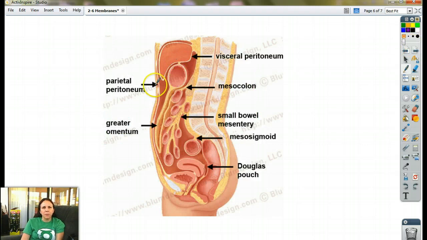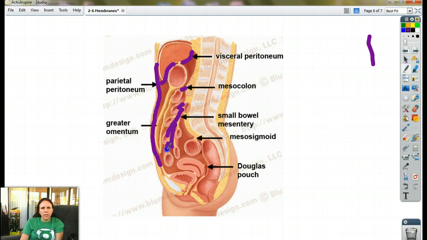So right in here we can see parietal peritoneum. Okay, now I am going to make my pen a little bigger. Yeah, that'll work. Okay, so right here, that's parietal because it's on the outside. If it's lining or touching, then it's a visceral. Okay, and then we have this special little thing right here that isn't really lining the outside, nor is it touching the organ. That's called mesentery.